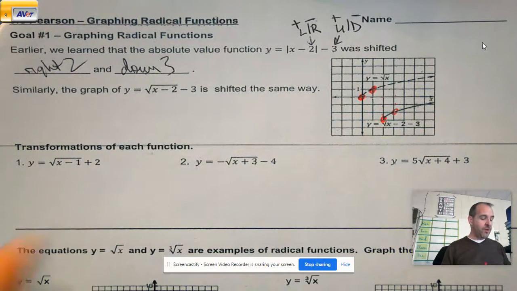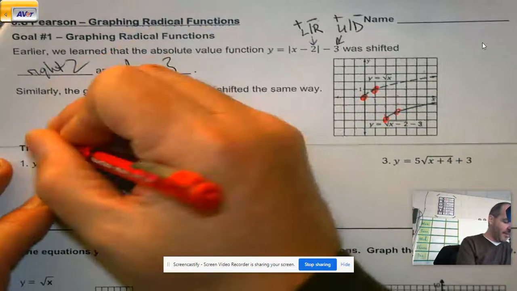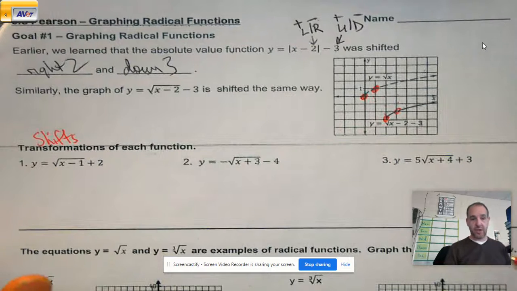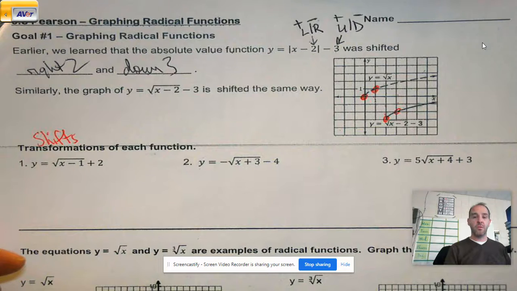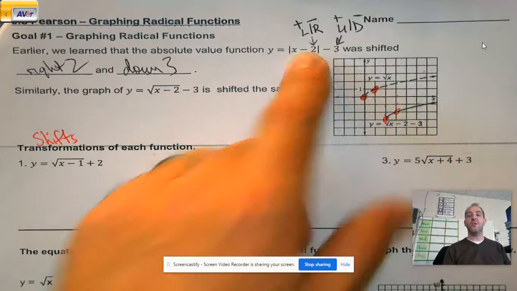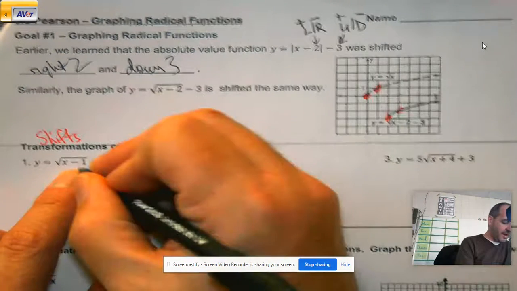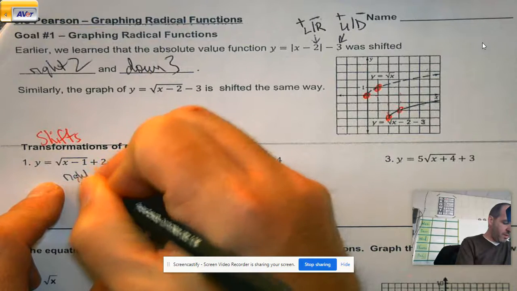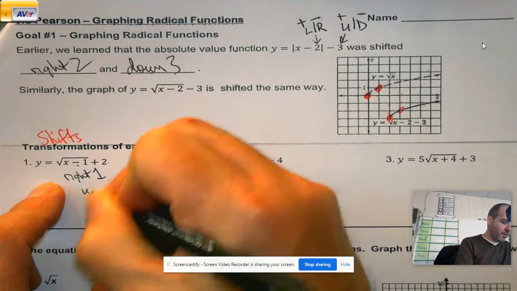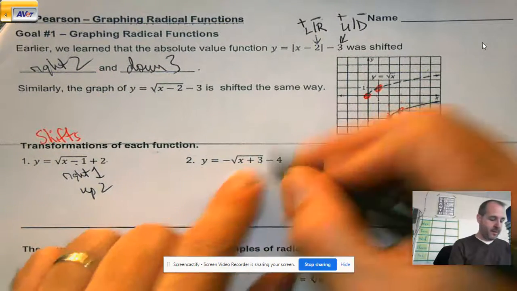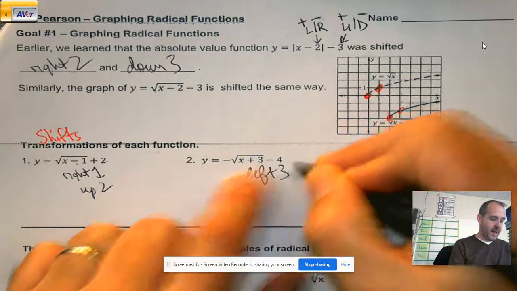So again, when you're asked what are transformations of something, what are shifts of each function, we're just going back to something we already know about. Whether it's absolute value functions, whether it's parabolas with our quadratics, same idea. So basically it's just, okay, I'm going right 1 and I'm going up 2. Okay, I'm going left 3 and down 4.